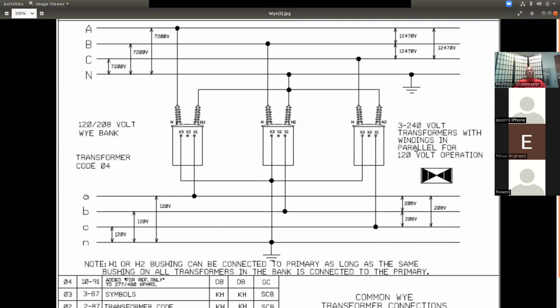Remember how we, before, when we talked about how do we get 240 out of a single phase transformer? The windings are what? Opposing directions. When I take the leads and I put AC under X3 and BD under X1, they all go one direction.